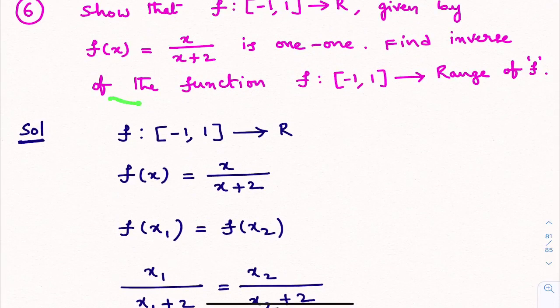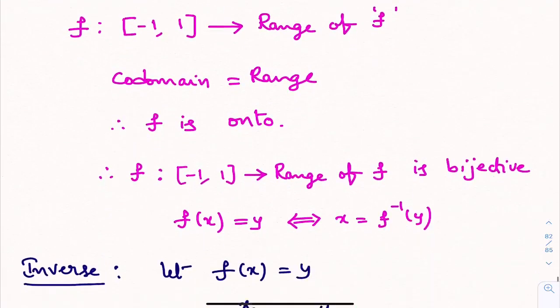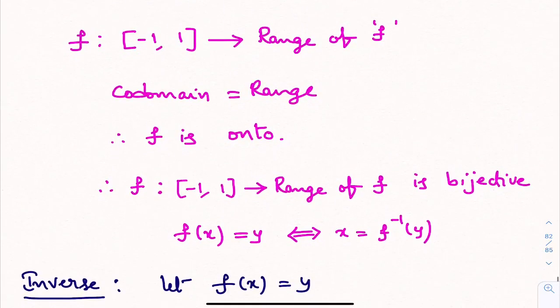Okay, and one more important thing here. Find the inverse of the function, but you can see this codomain is changed. Okay, why is the codomain changed? In the last problem, the fifth problem, we learned that the inverse of a function exists only when the function is bijective.